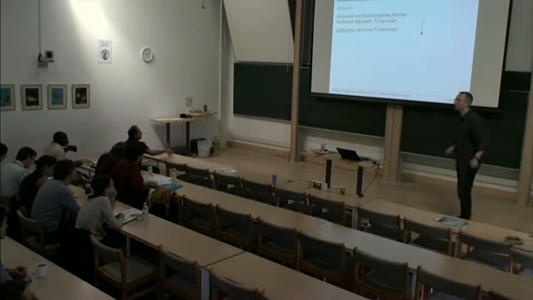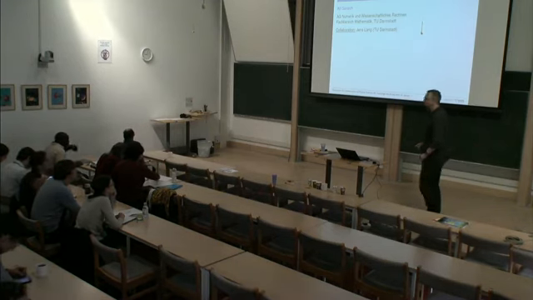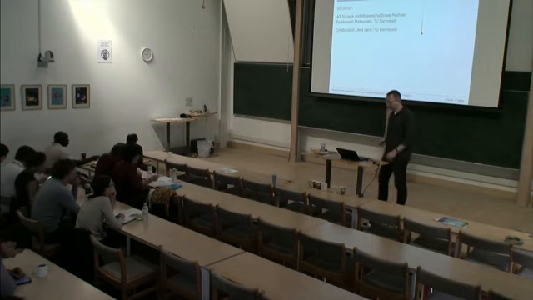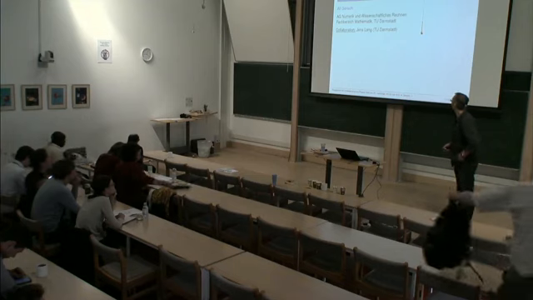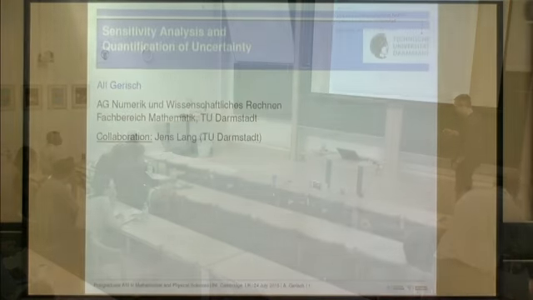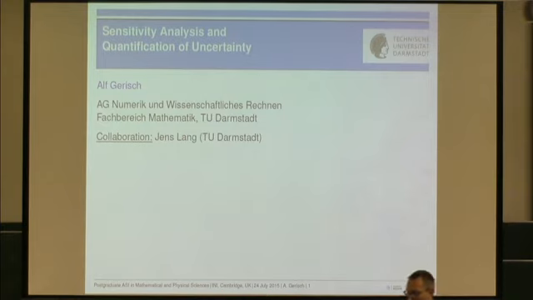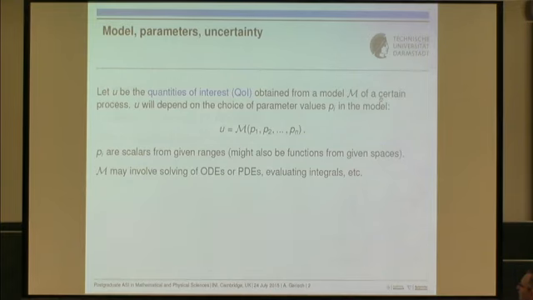This is joint work together with Jens Lang from the Technical University in Darmstadt, and I will speak about sort of two, respectively three mathematical techniques which can be used to gain additional information about the models you have. So where do we start? Assume with lowercase u, that is the quantity of interest, that's what you're interested in, and you can obtain this from a model M of a certain process which is not really of relevance here.